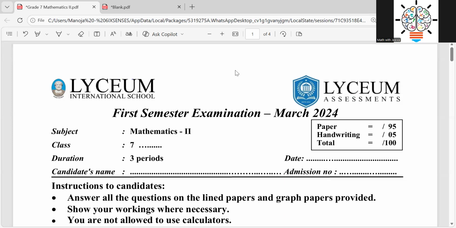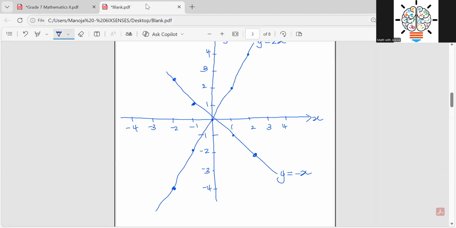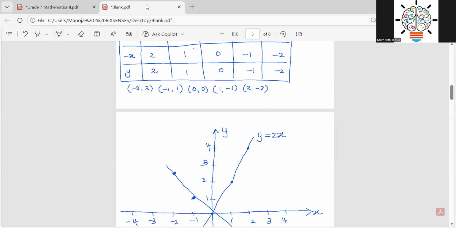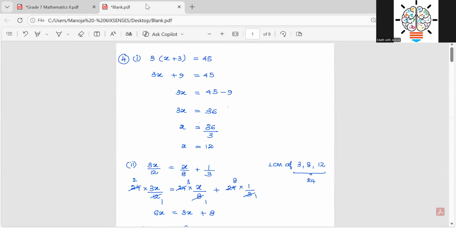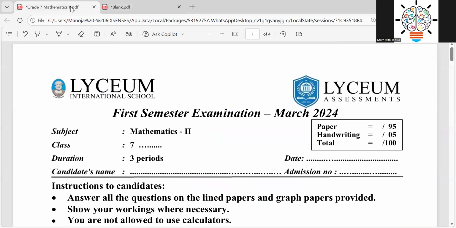What is the importance of watching these kinds of past paper discussions, or participating in any past paper discussion session? You learn the tips. You learn how to do this, how you should write the answers, what they are expecting, and how I'm going to show the steps. So you learn a lot when you have the past paper discussion.